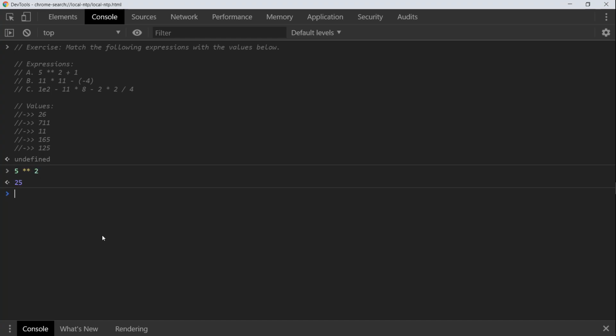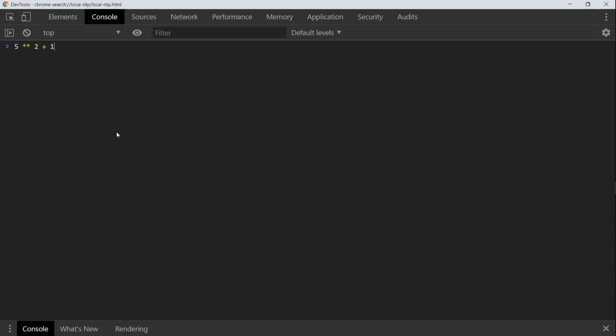5 to the power of 2 is 25. 25 plus 1 is 26. The catch is that the power operator binds stronger than the plus. So for this reason, we have 25 plus 1 equals 26. You got the first value selected.